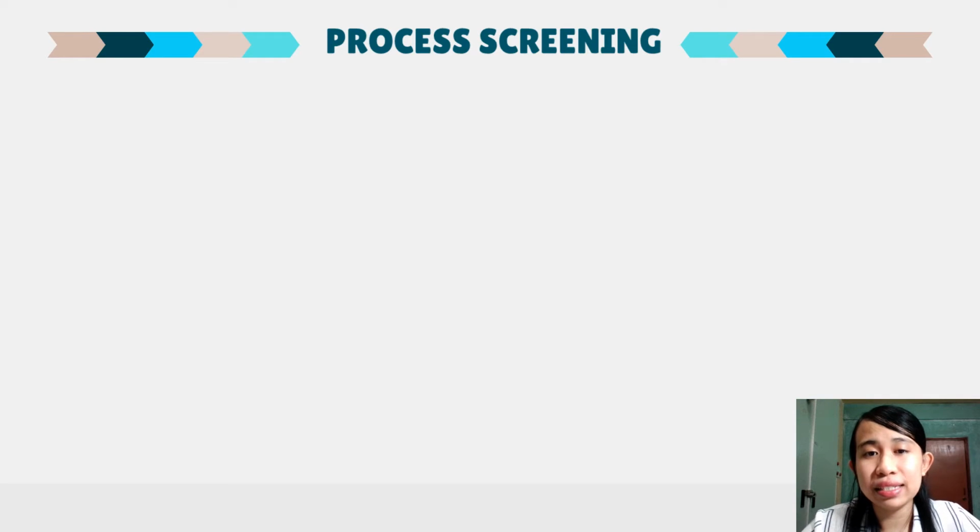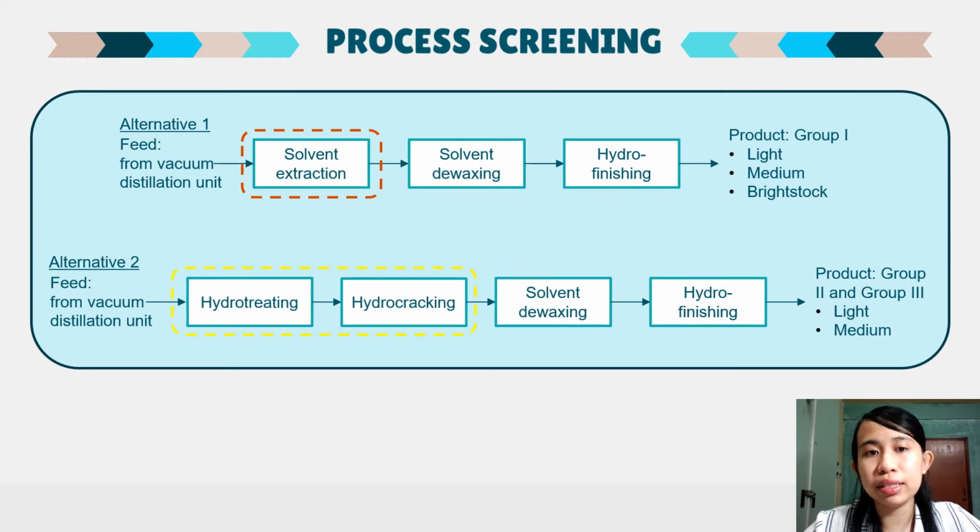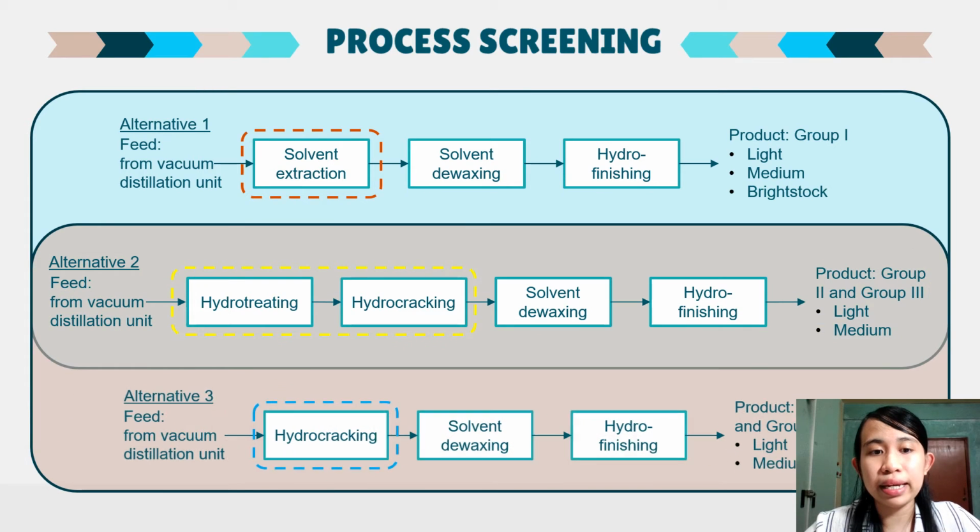Greetings. This is the process of choosing the appropriate reactor for our process. Firstly, we considered solvent extraction. Second alternative was hydrotreating and hydrocracking. And then based on research for group 3 products, we have to use a more severe process such as hydrotreating and hydrocracking. However, since our feed is not that high in contaminants, it was decided that the hydrotreating unit can be removed.